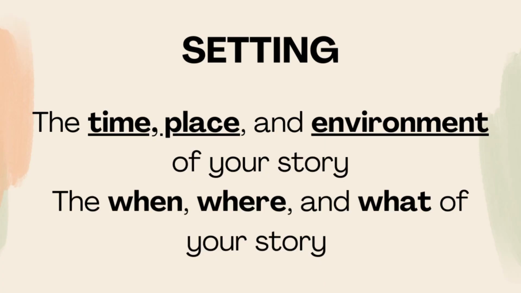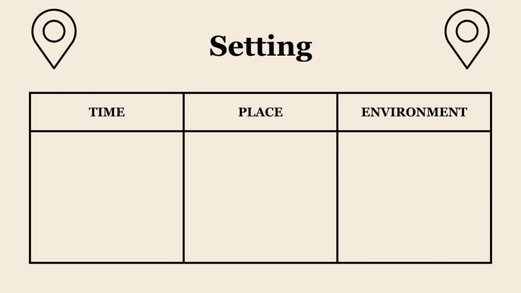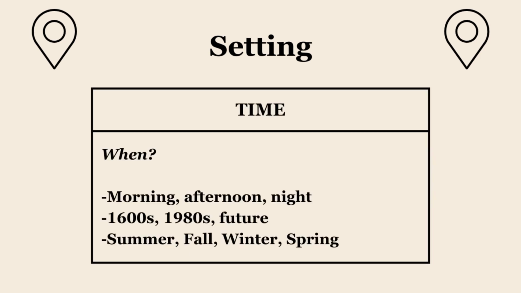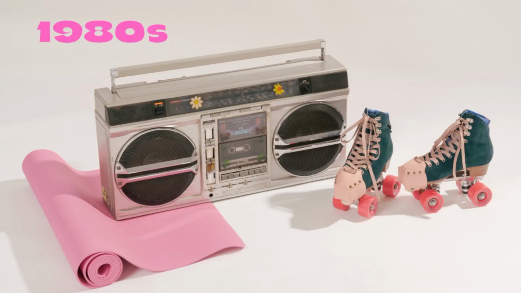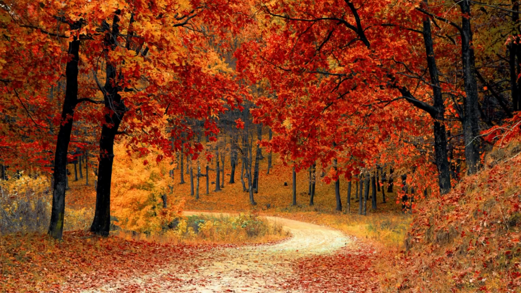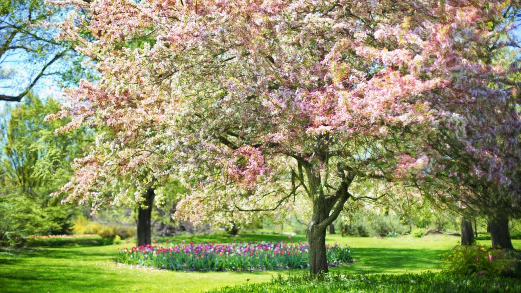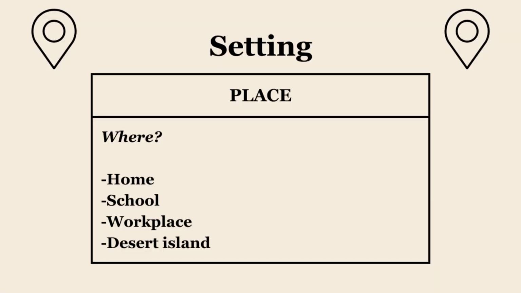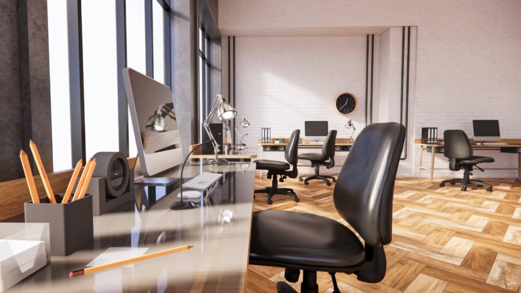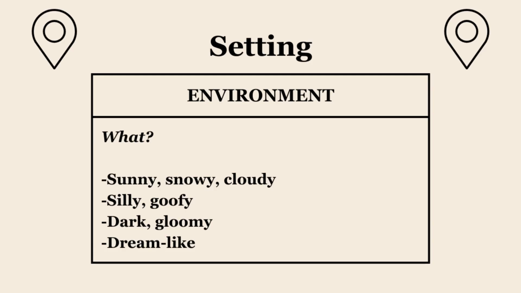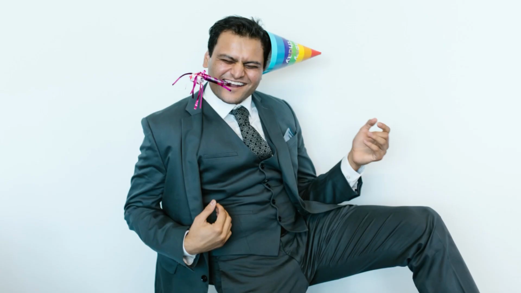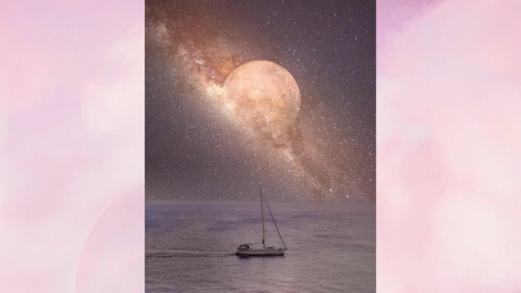As a reminder, setting is the time, place, and environment of your story. It's the when, where, and what of your story. Let's look at what these 3 look like more specifically. The time is your when, such as morning, afternoon, or night, the 1600s, 1980s, the future, summer, fall, winter, spring, any other time. The place is the where. This could be home, school, a workplace, a desert island, you name it. And the environment is the what. It could be sunny, snowy, cloudy, silly or goofy, dark and gloomy, or dreamlike.